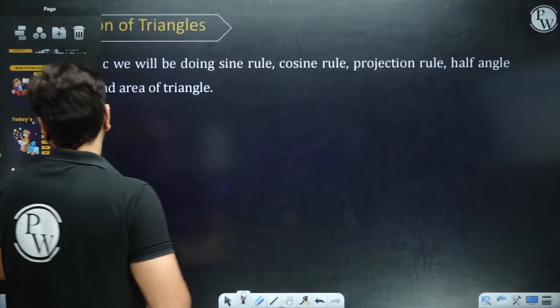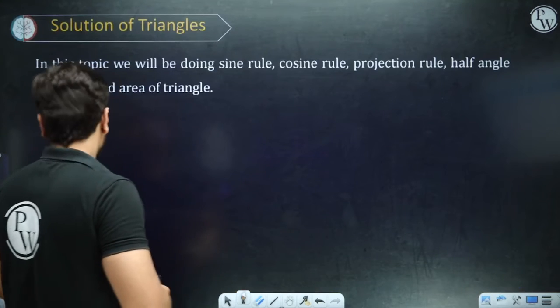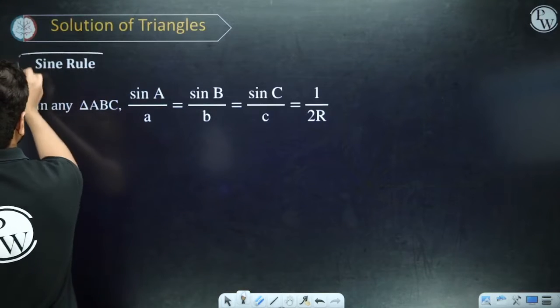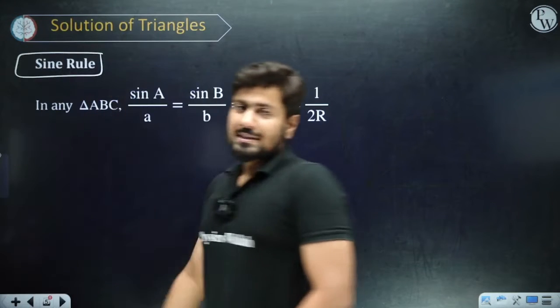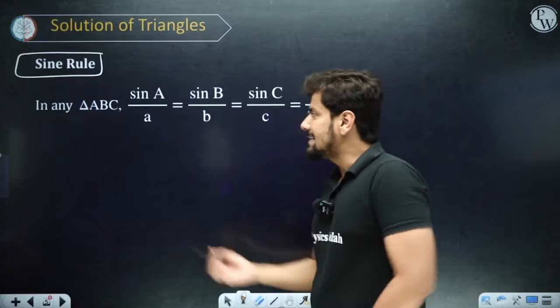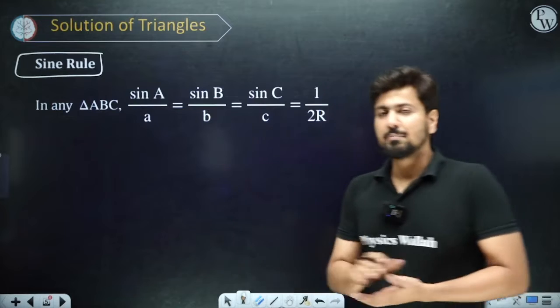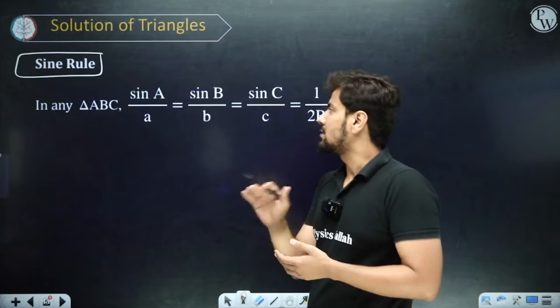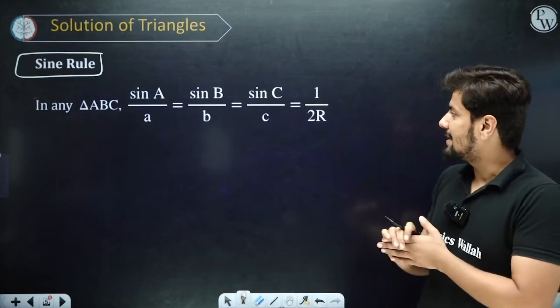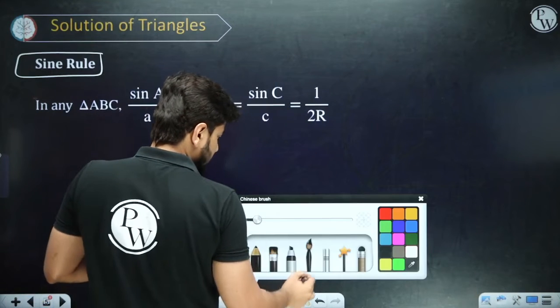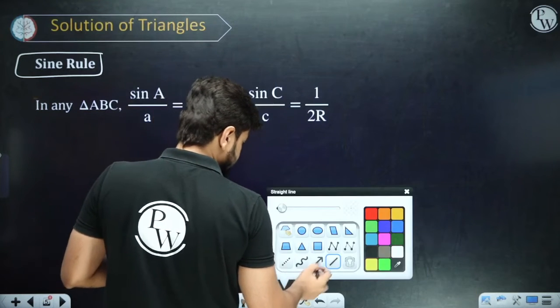So let's get started. In this topic, first of all, let's begin with sine rule. Sine rule says that in any triangle ABC, sine of angle A divided by side a is equal to sine of angle B divided by side b is equal to sine of angle C divided by side c, and that is equal to 1 upon 2R. This is what sine rule says.